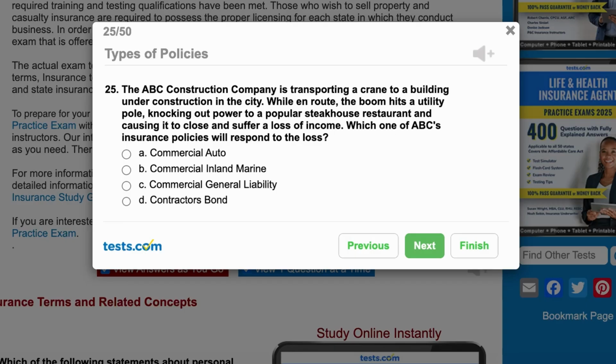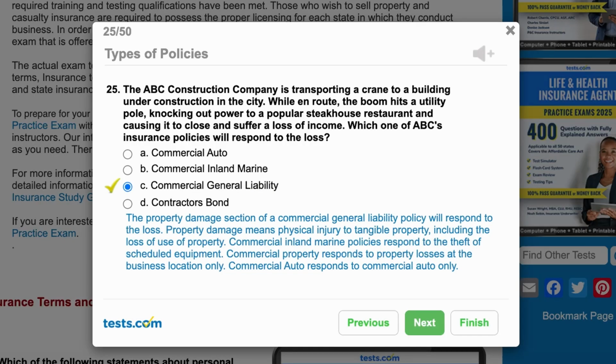Question 25. The ABC Construction Company is transporting a crane to a building under construction in the city. While en route, the boom hits a utility pole, knocking out power to a popular steakhouse restaurant and causing it to close and suffer a loss of income. Which one of ABC's insurance policies will respond to the loss? A. Commercial auto. B. Commercial inland marine. C. Commercial general liability. D. Contractor's bond. C. Commercial general liability.